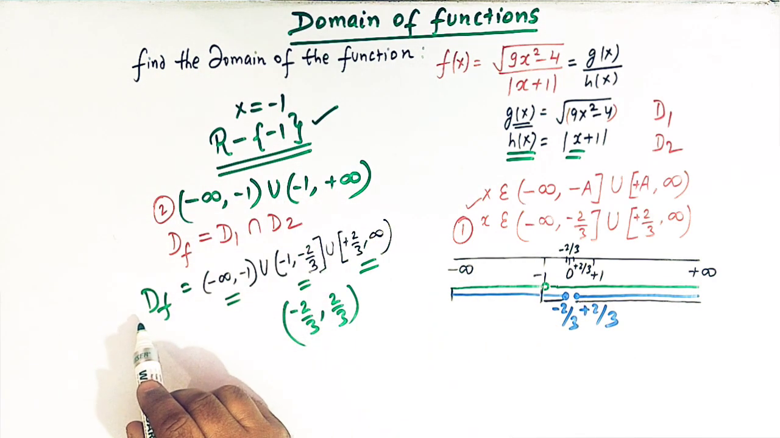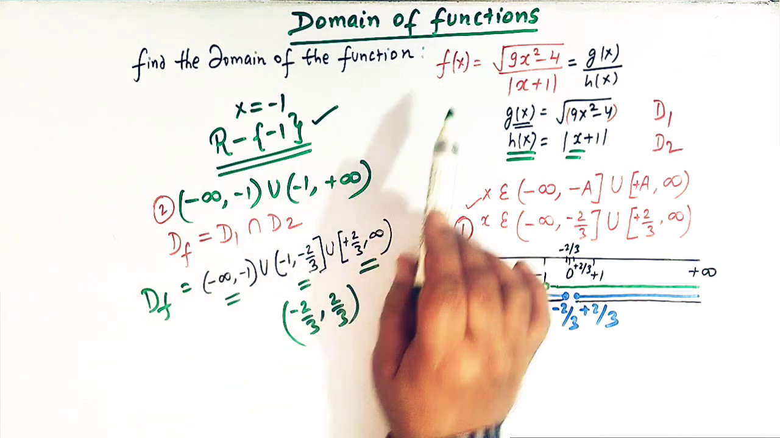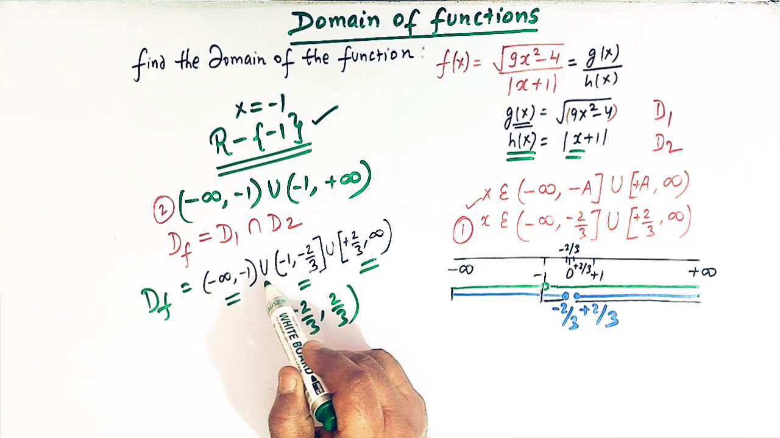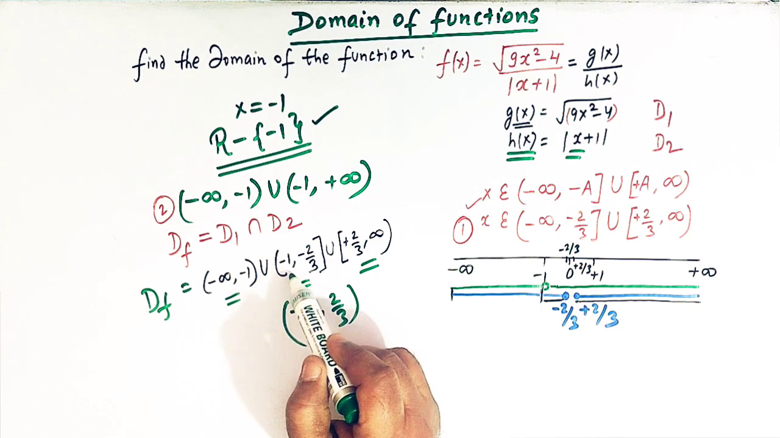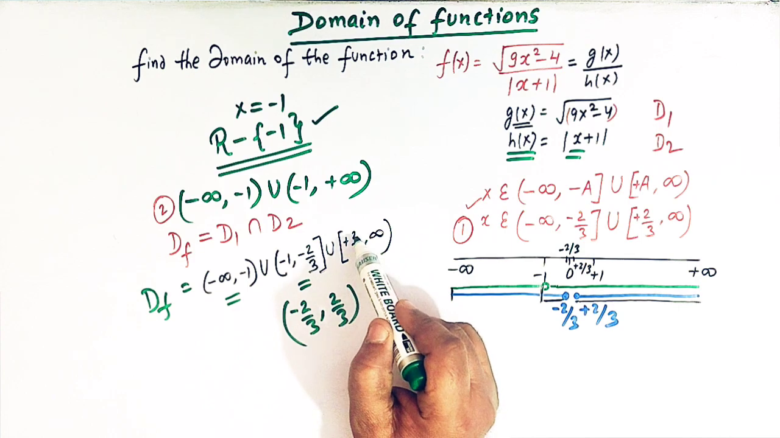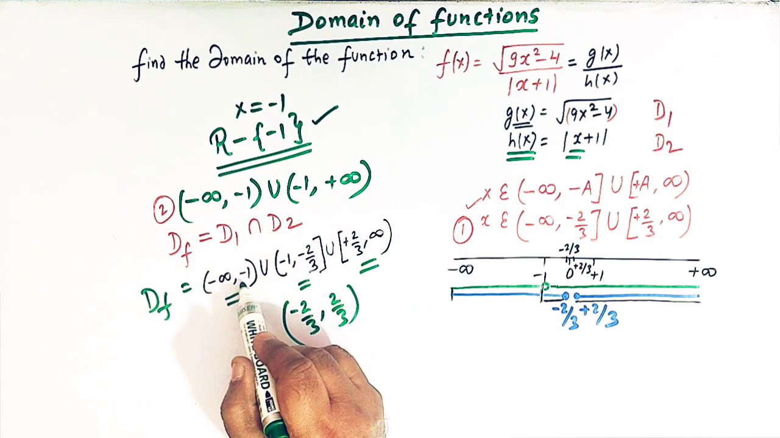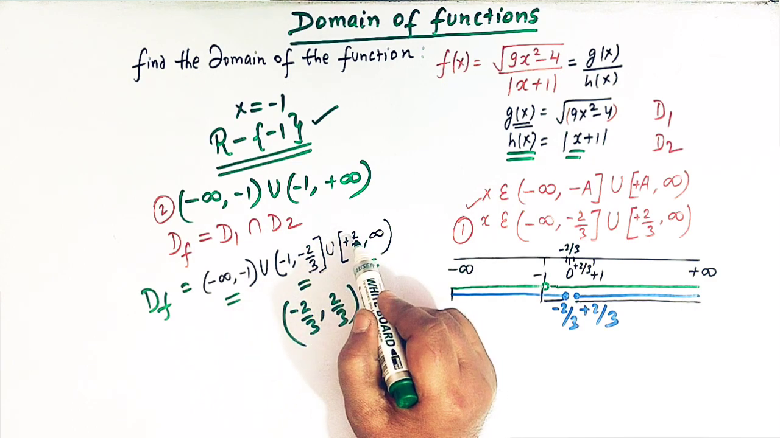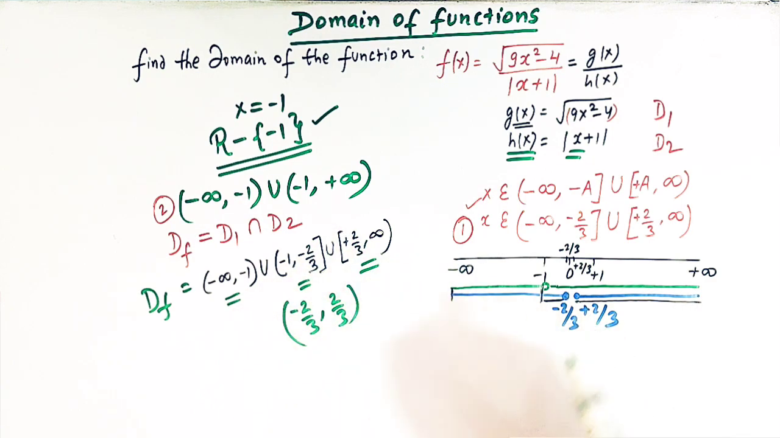So the domain of this function f of x is given by minus infinity to minus 1, union minus 1 to minus 2 by 3, union plus 2 by 3 to infinity. The point minus 1 is excluded, and minus 2 by 3 and 2 by 3 are included.